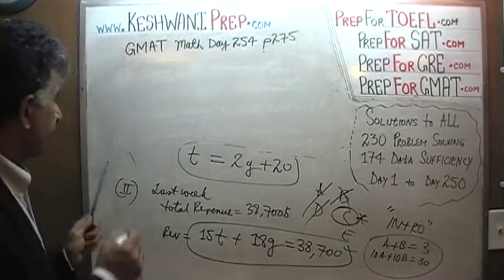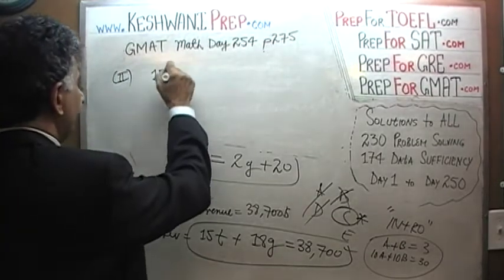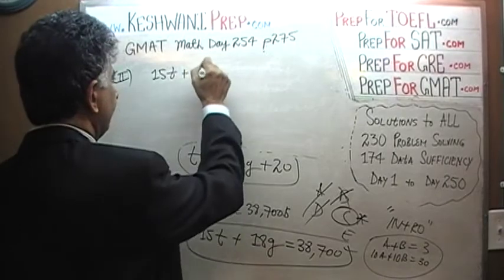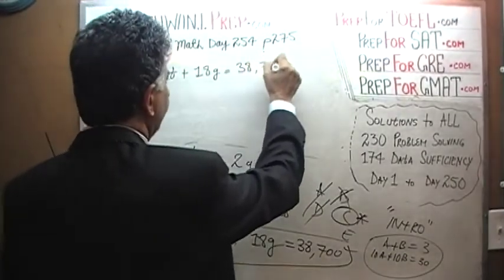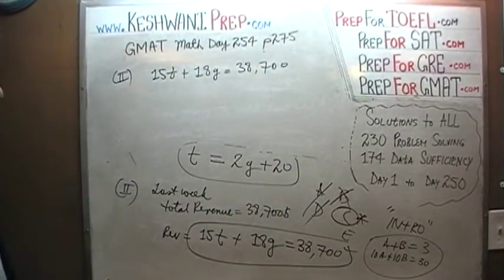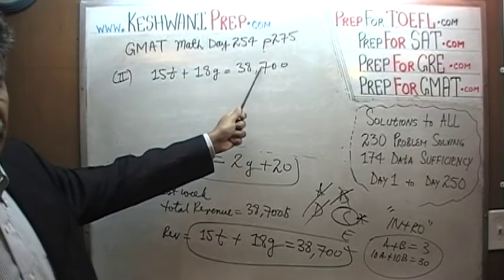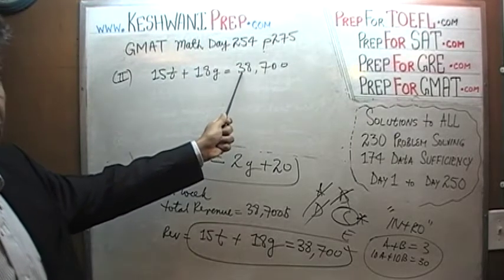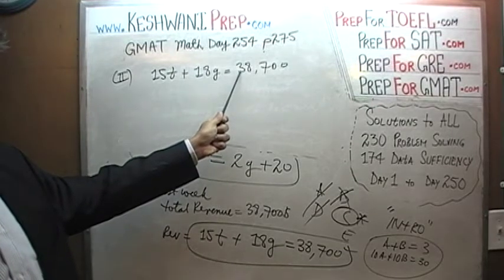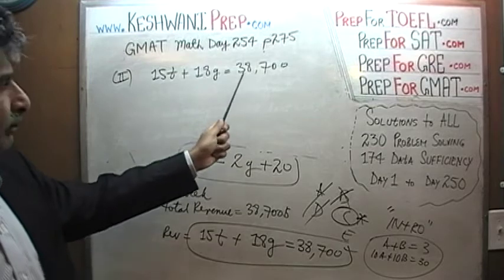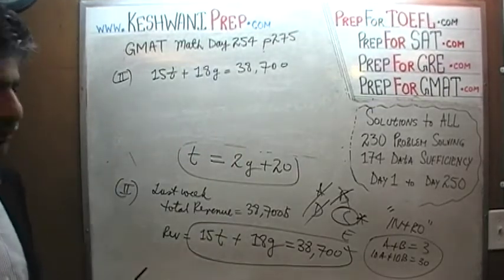Okay, there is our second equation here: 15t plus 18g equals 38. I see 15, I see 18, and 8 plus 7 is 15, and this is 3. That tells us that this number is divisible by 3. If you're lost already, then watch the original solution. Let's divide the entire equation by 3 so that we can get a simpler equation.